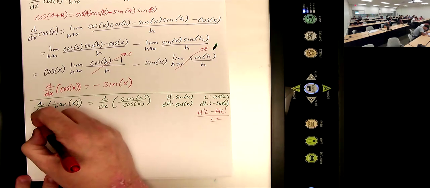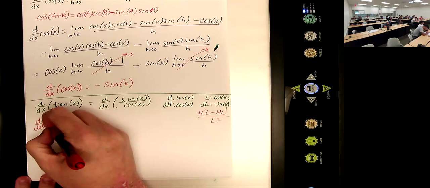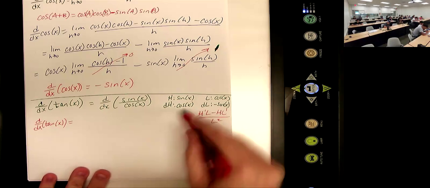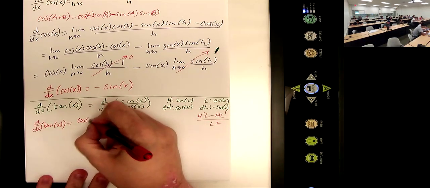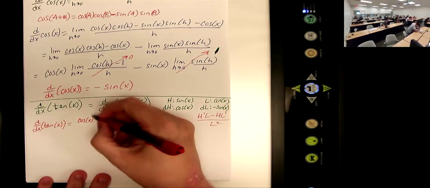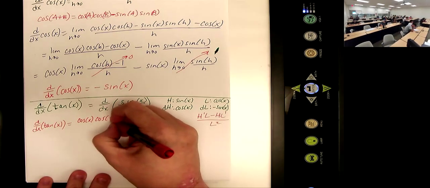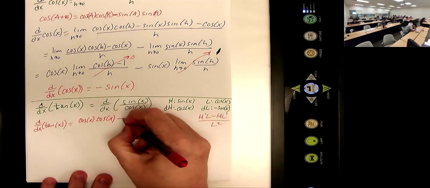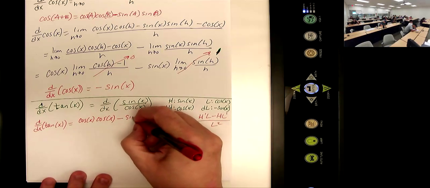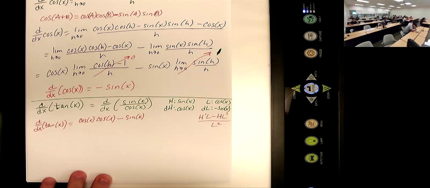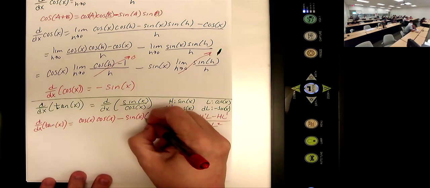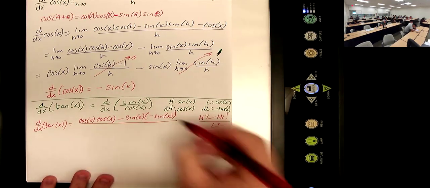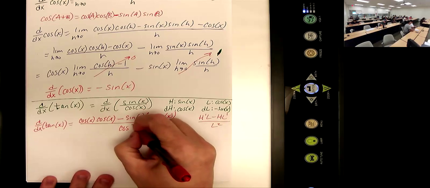We have d/dx of tangent x equals high prime, which is cosine x, times low, which is cosine x. And then minus high, which is sine x, times the derivative of low, which is negative sine x, all over low squared, which is cosine squared x.